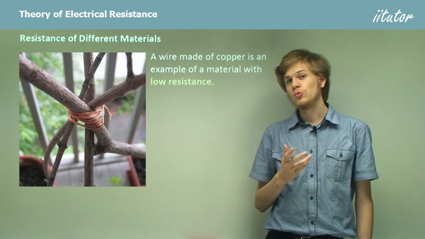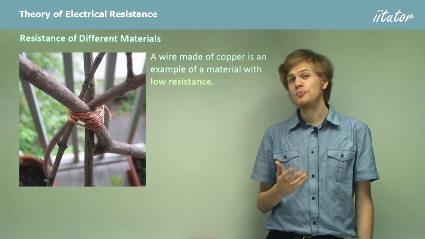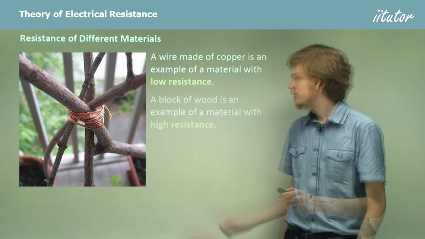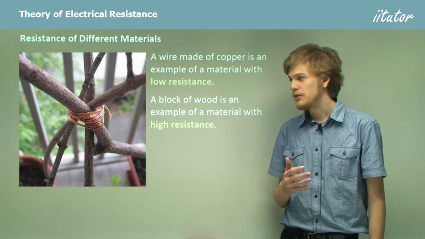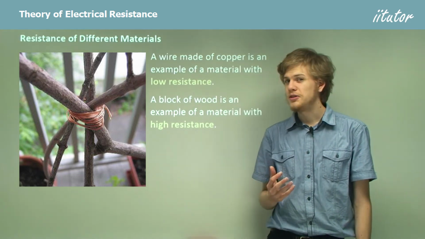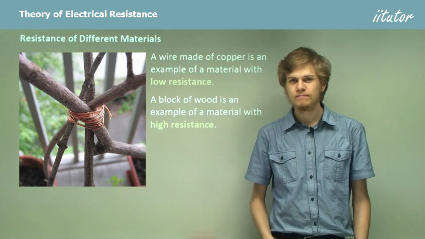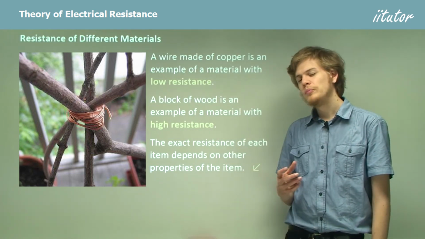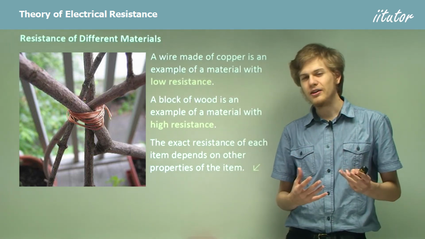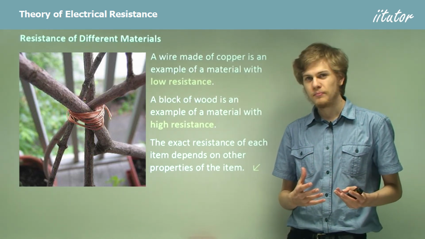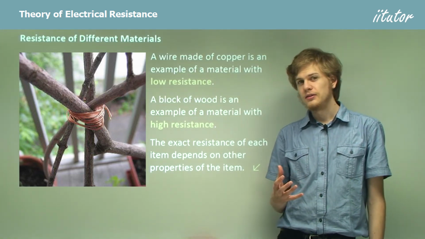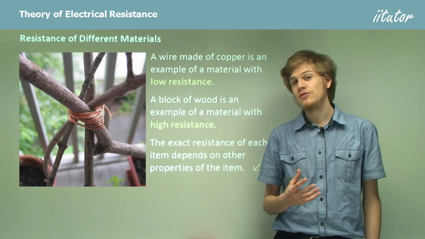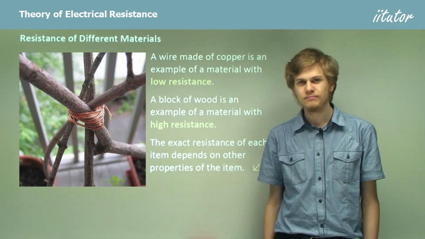Copper is in fact a metal with lower resistivity than most other metals. We can see a piece of copper wire in the middle of this picture. A block of wood, like the sticks in this picture, have very, very high resistance, and this is what makes them insulators. Now, the exact resistance of each of these will depend not just on what it's made out of, but also on its shape. As we'll see later, conductors with different shapes will have different resistances, even if they're made of the same material.